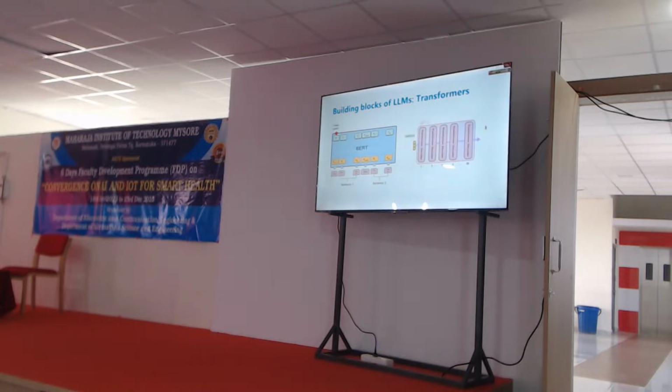Coming back to the categories of LLMs built on transformers, one is the encoder-only category, which is BERT-like. We have variants of BERT, like RoBERTa and DistilBERT. There are many such models.